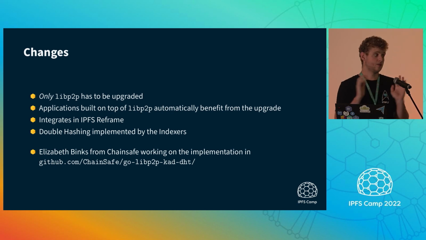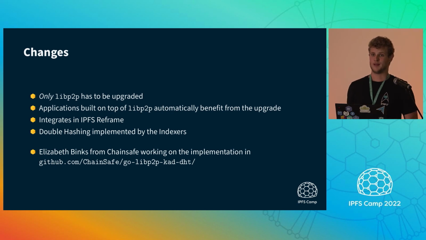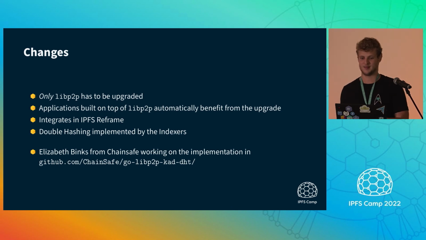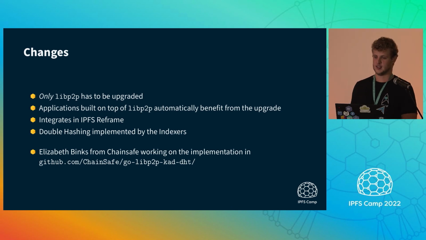So now the changes that it would imply for the IPFS environment. Only libp2p has to be upgraded. I mean, when I say only, it's Go libp2p, Rust libp2p, Nim libp2p, JS libp2p. So all DHT implementations have to be upgraded. But then the applications building on top of libp2p or IPFS would automatically benefit from this. As an application builder, you don't need to change anything.